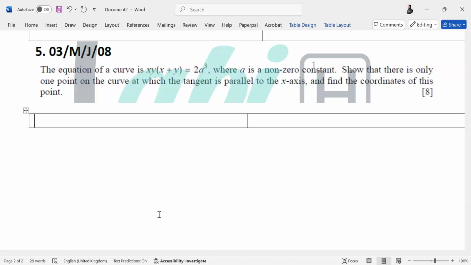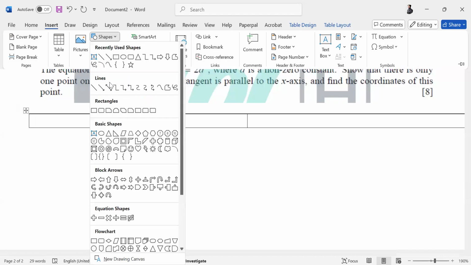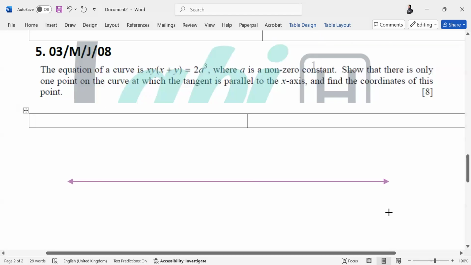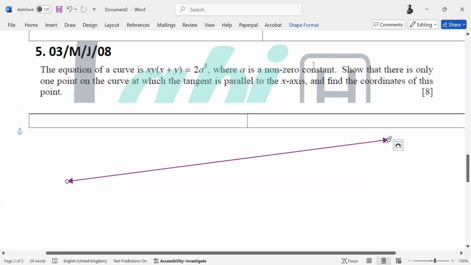So what is this called, like this? What is this called? Which kind of a line is this? Yes, gradient is zero. ये भी straight line है बेटा.